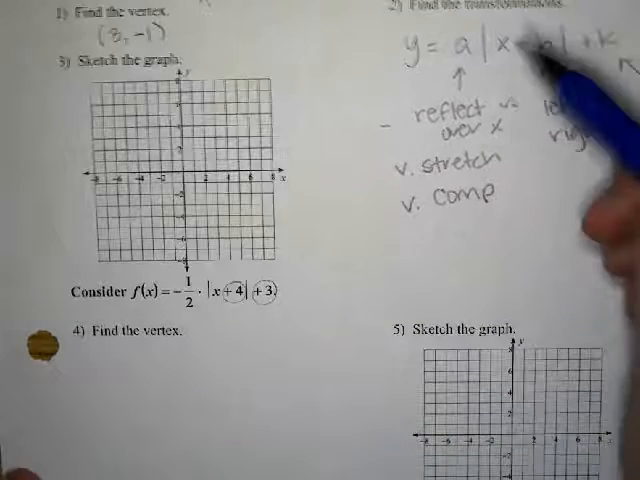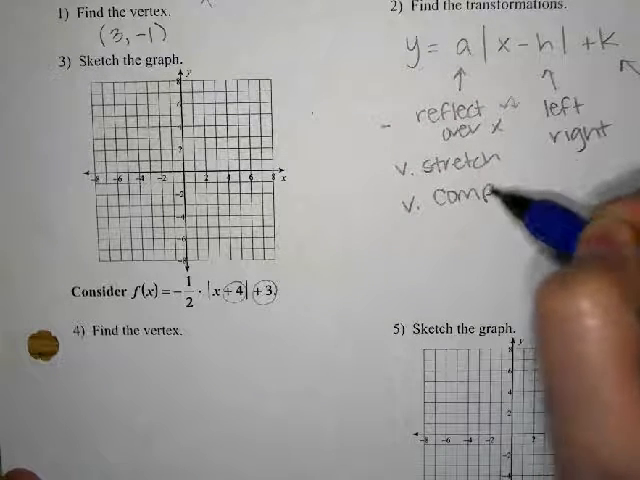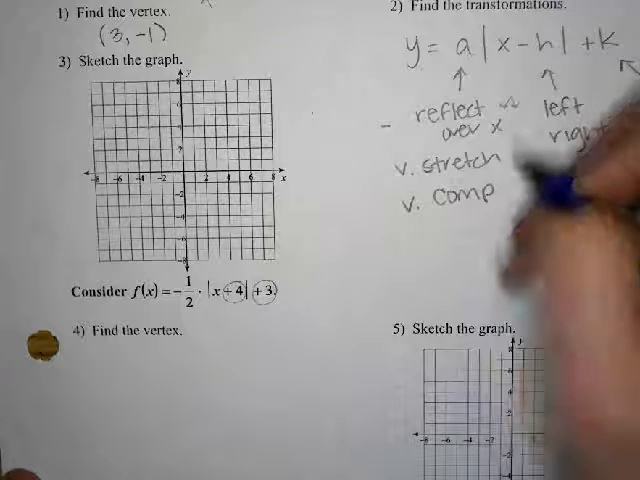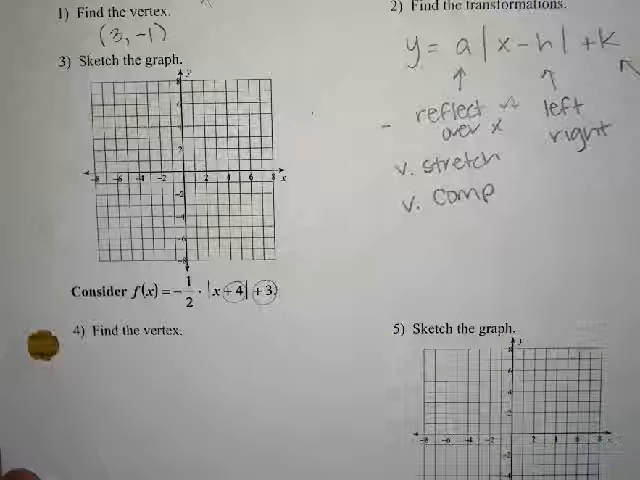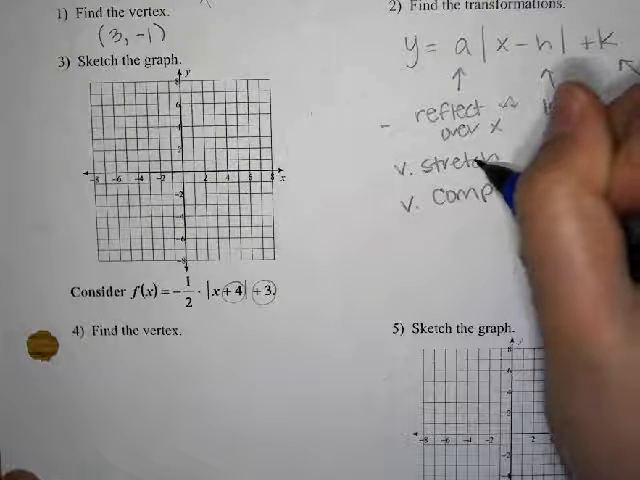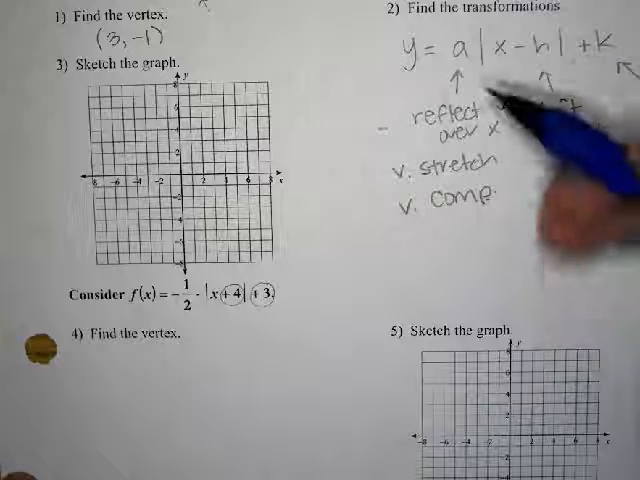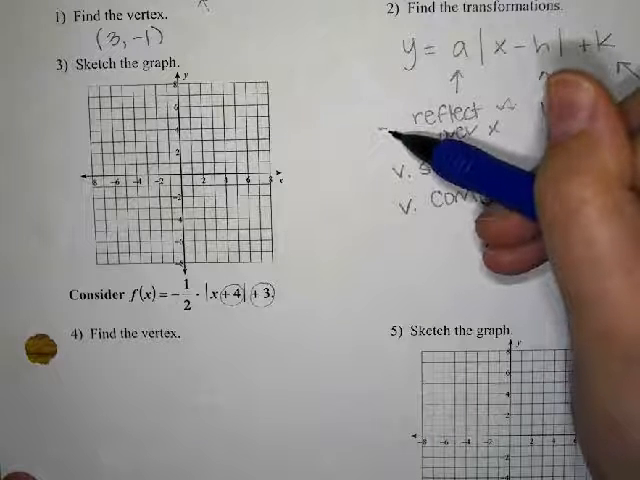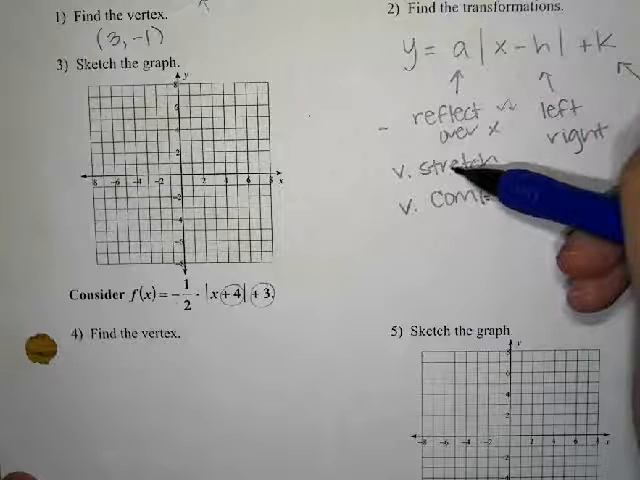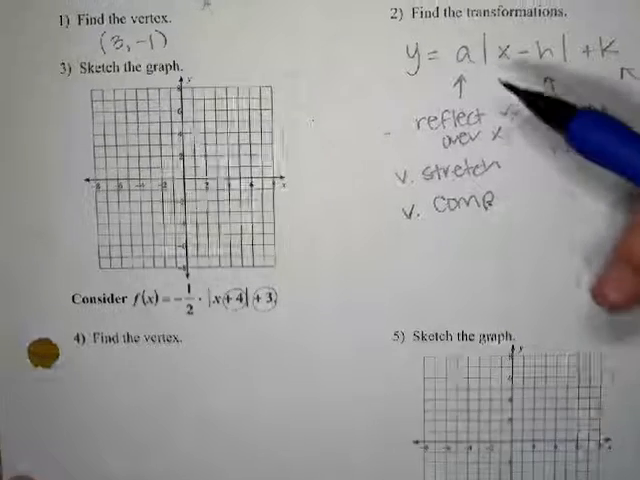For the next one, you look at the numbers that are in the front to see if it's stretched or compressed. So the stretch is if the number is bigger than 1. The compression is if the number is smaller than 1. So stretch if the number is bigger than 1, compression if the number is smaller than 1. And I'm not talking about if it's negative or positive. I'm just talking about the size of the number. Is the number bigger than 1 or smaller than 1?